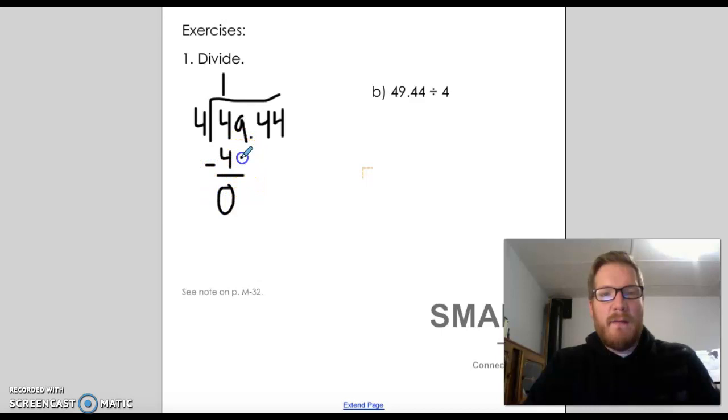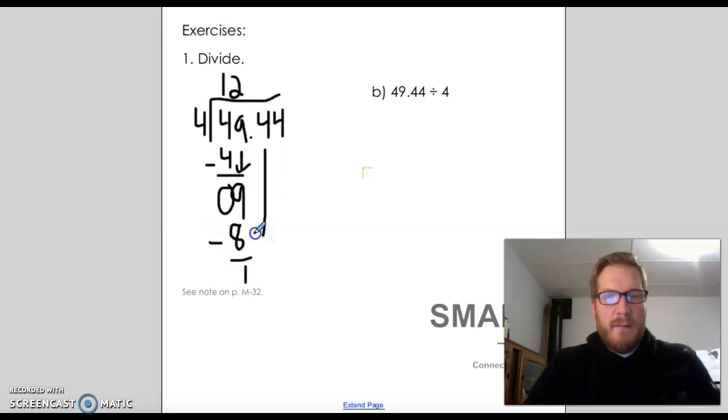I'm going to bring the 9 down, draw a little arrow. Then I have to start figuring out how many times 4 goes into 9. So 4 goes into 9 2 times. And then 4 times 2 is 8. So I do that subtraction, and I'm left with 1. And then I have to bring the next 4 down in my tenths spot. So then I'm figuring out how many times 4 goes into 14, and that is 3 times. And 4 times 3 is 12. And I can do my subtraction to find the difference, which is 2.